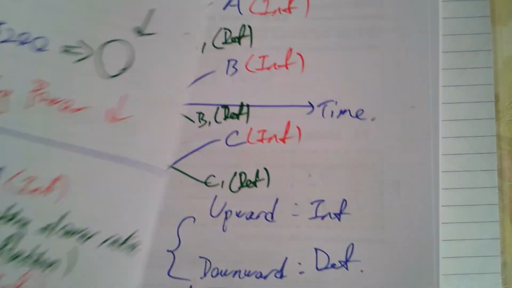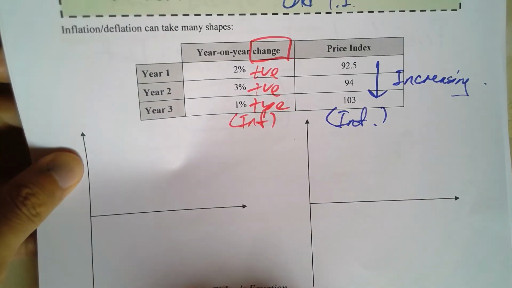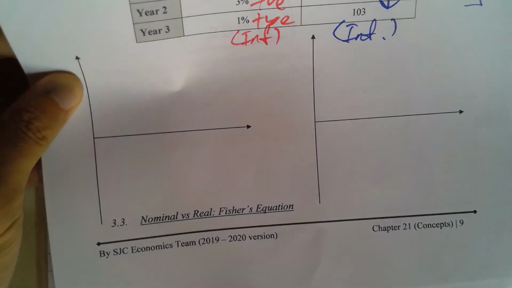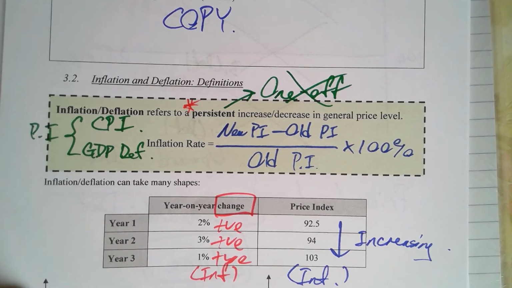So, in next video, we are going to spend some time to talk about a very important equation. We call it the Fisher's equation. 走了位啊,不好意思啊. Okay, we are going to look at Fisher's equation. So, until then, see you again next time.